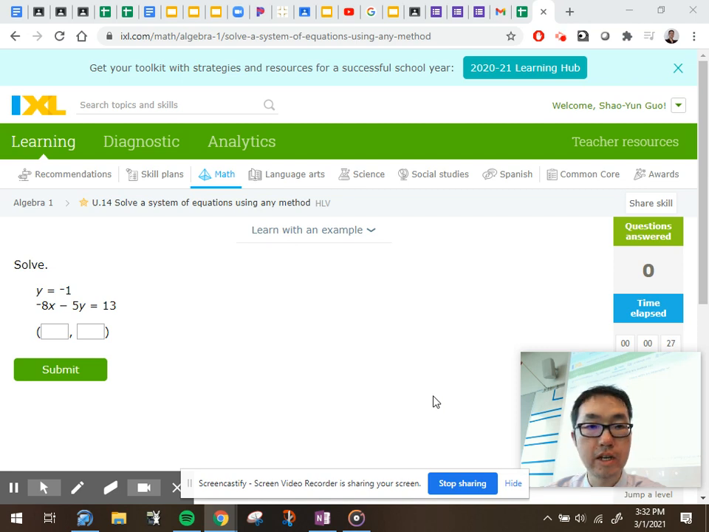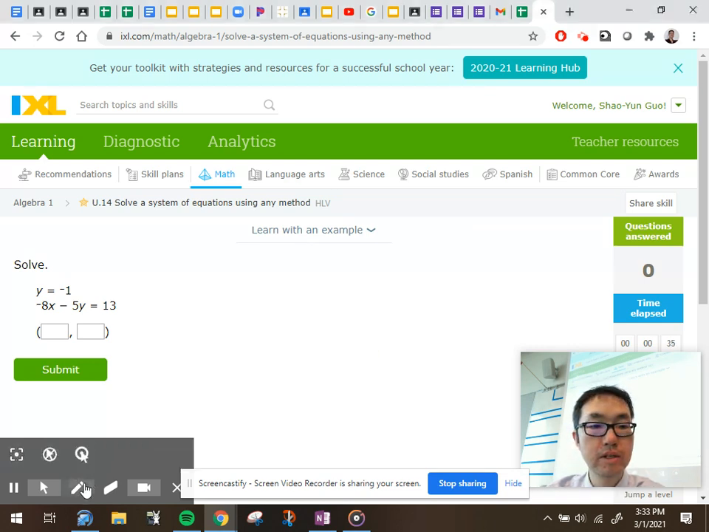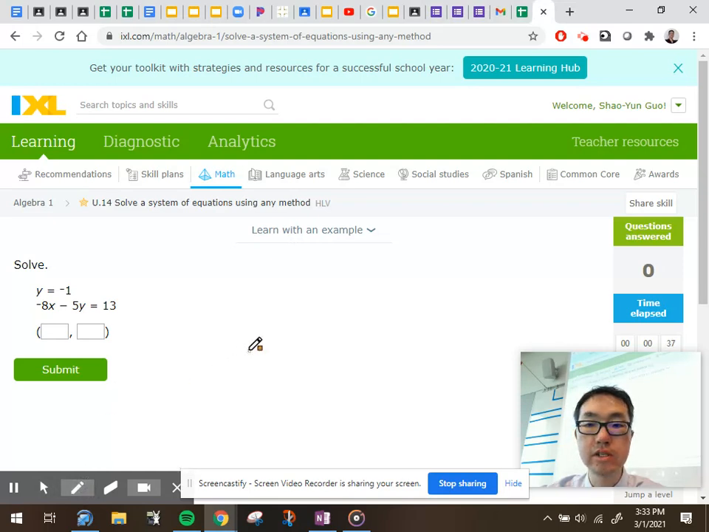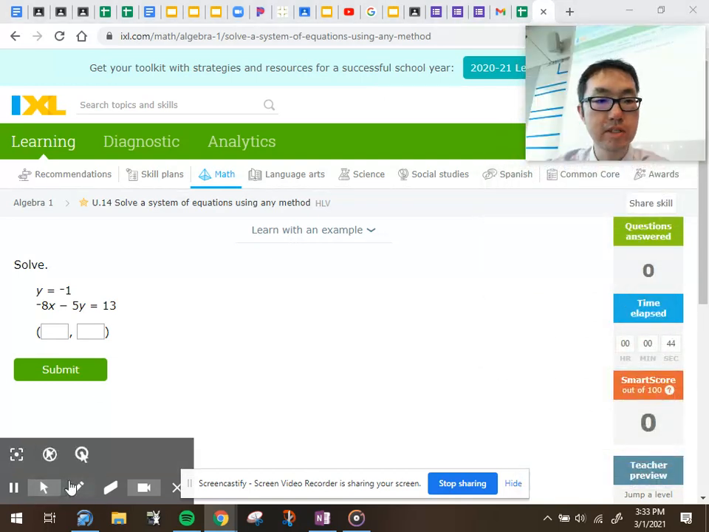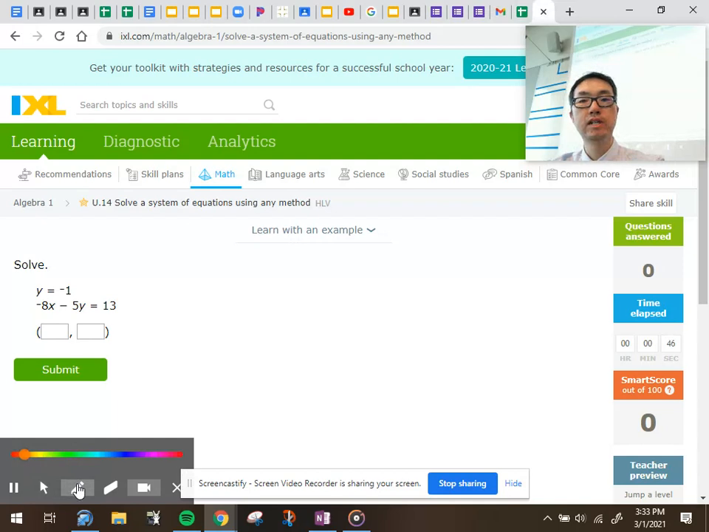All right, we're going to look at U14, solving a system of equations using any method. So here's the first question when I'm at 0. Let me move my head around so I see. This is when I'm at 0. This is the type of question I'll receive.